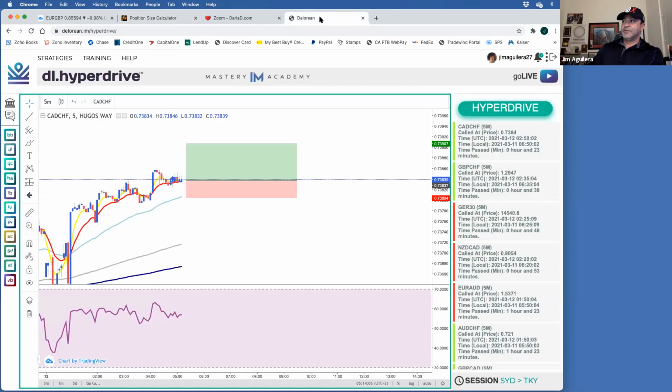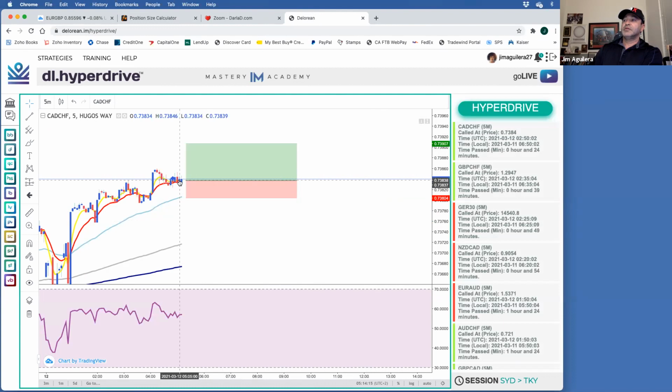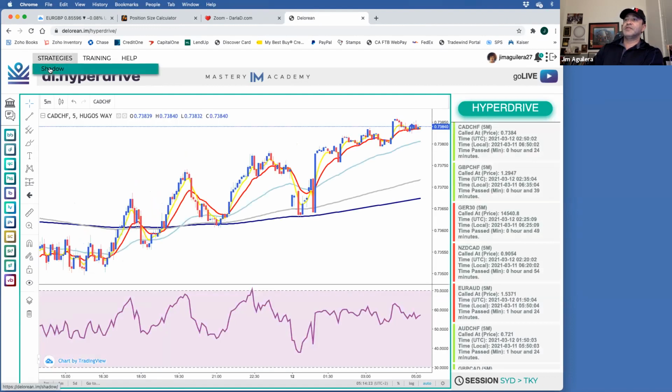Now, for those of you that are familiar with Delorean, this is hyperdrive. So the stop losses in hyperdrive are typically pretty small because we're looking at small candles. These are 5-minute candles. It is possible that stop losses would be much bigger. We'll use an example.